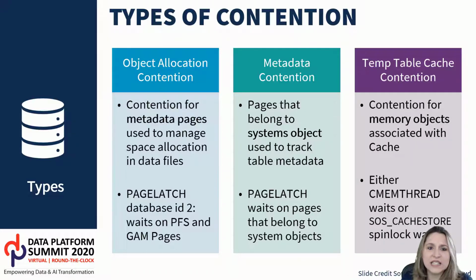The last one is temp table caching contention. That has to do with memory objects and caching that goes with Tempdb. And you'll usually see that with the particular wait types that I have listed here, the SOS cache store spin locks. I'm not going to go into all of these waits, and I'm not deep diving into the temp table cache contention. Just know that there are three types of them. And contention is the big thing inside Tempdb that we're going to try to get around by properly setting it up and making sure our configuration is correct.